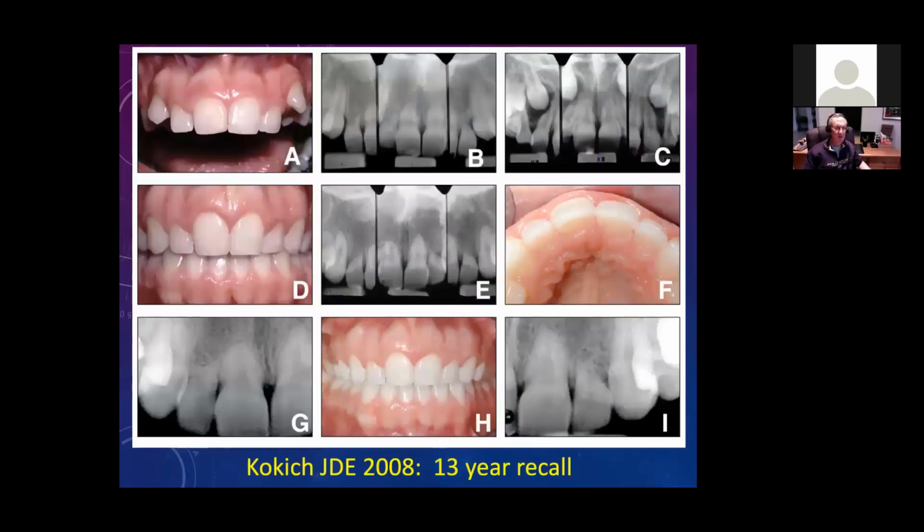And a few years ago, Vince Kokich published a couple of articles talking about this. How do patients with severe ortho resorption do? This is from one of his articles. You can see like this tooth or this tooth, there's hardly any root and bone, and yet this is a 13-year recall. And unless the patients are unlucky, they can do very well even with very short roots. So that's one of the things that kind of inspired me when this article came out about 10 years ago.